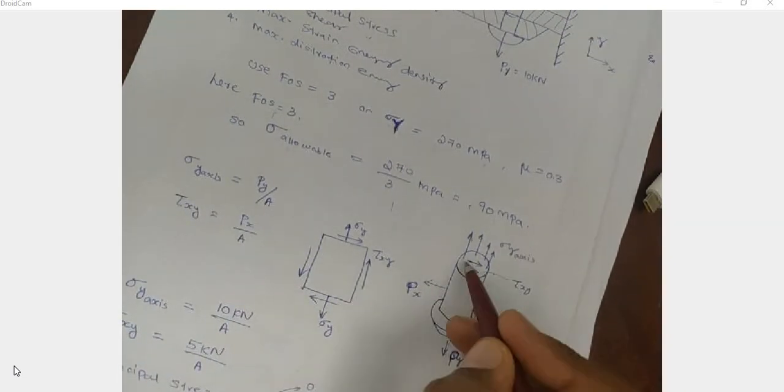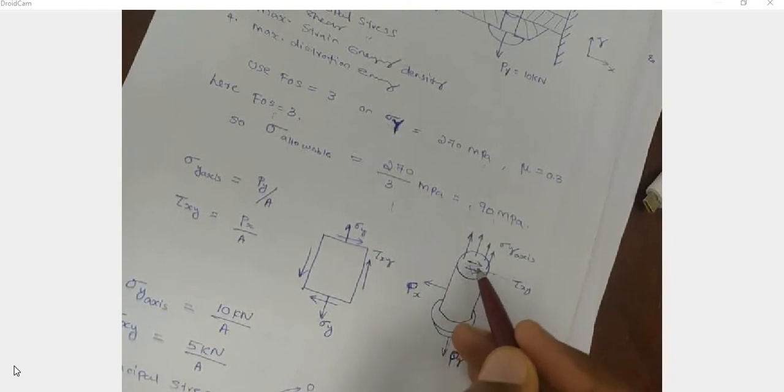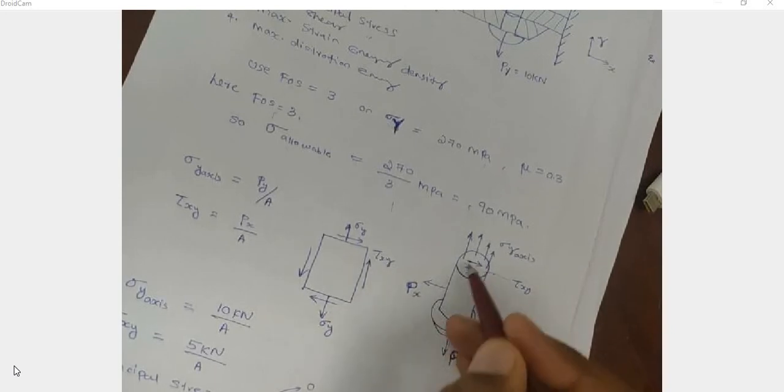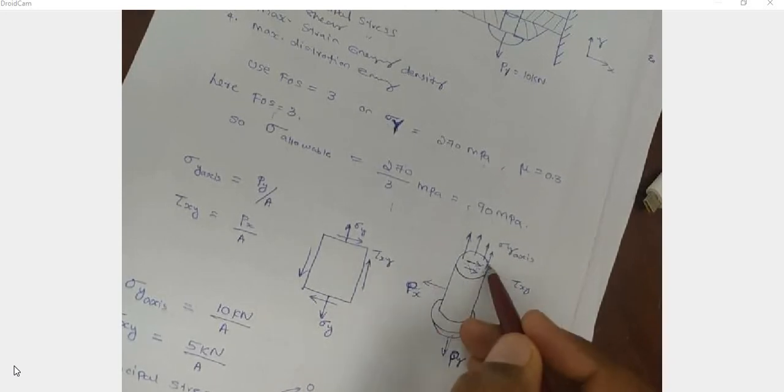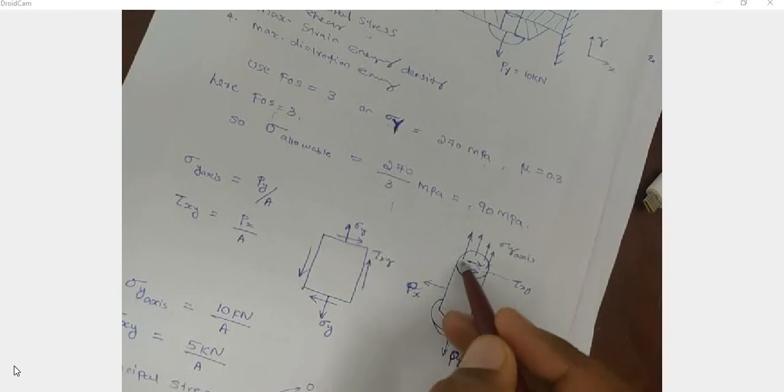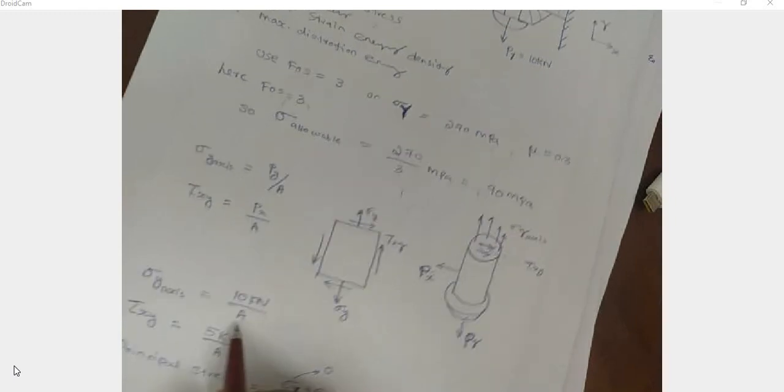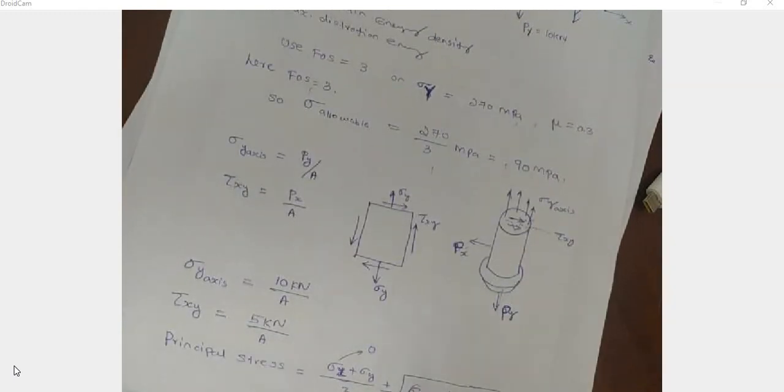And what is the shear stress? Tau xy. Here the shear stress is tangential to this plane, and that is equal to Px. The tangential means in this direction the Px is acting. Both are in the same direction. So Px divided by the cross section area, which is again the tangential load area, that is equal to A. So this is 5 kilonewton by A. That is Px by A.